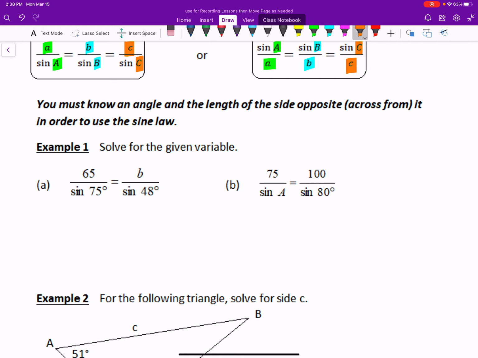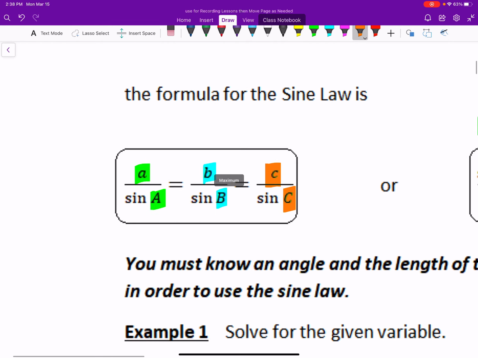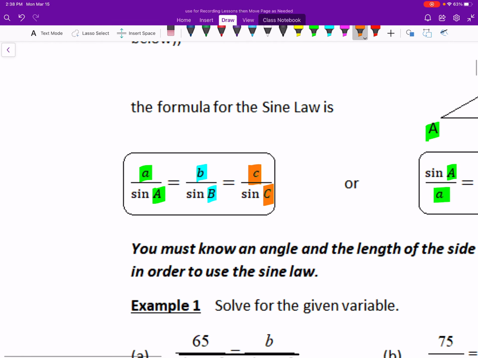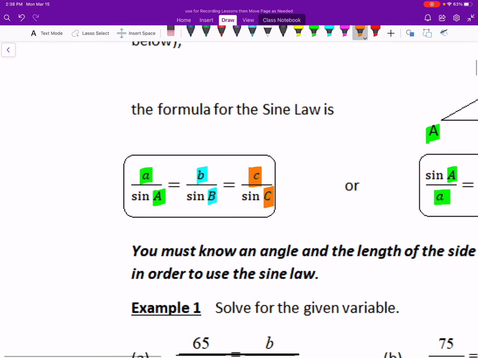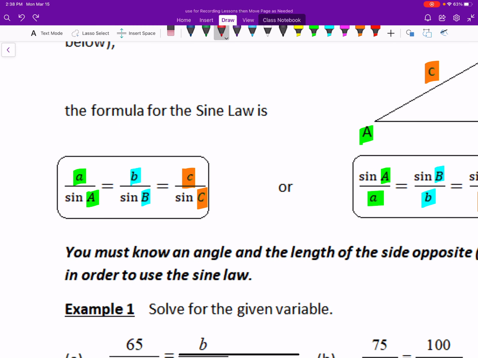You must know an angle and the length of the side opposite from it in order to use the sine law. In other words, we never use all three. If we just look at this first version of the formula here, we never use all three fractions. So we might use these two together, or we might use these two together, or we might use the first one and the third one, but we never use all three of them at once.